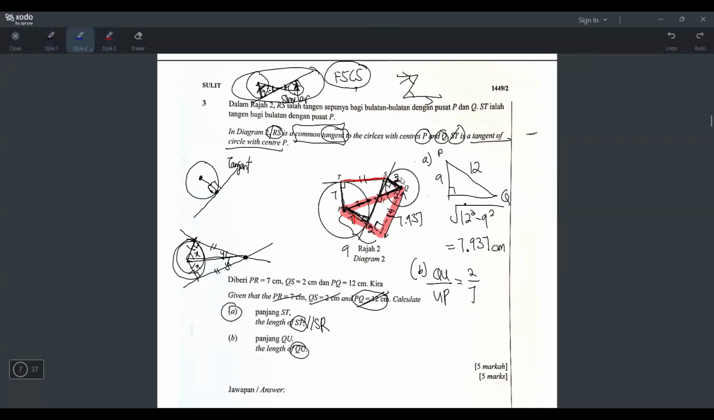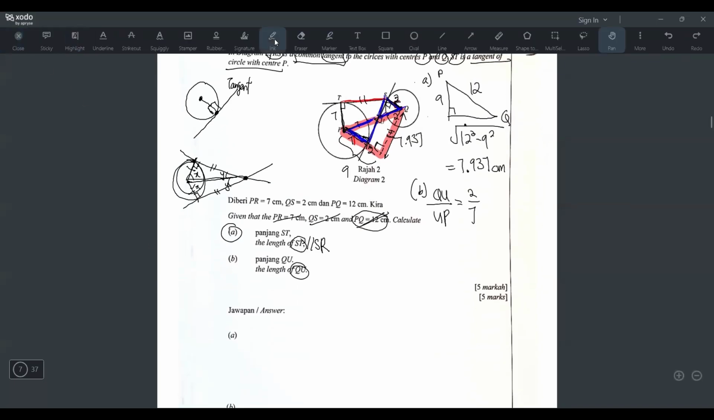So let me repeat one more time. QU's corresponding side is UP, SQ's corresponding side is this one, and this corresponding side is this one, right? When you get the ratio of corresponding sides, it will be equal, okay? Because these two triangles are similar, it's like an enlargement of each other, right? Okay, so now we can try to solve this. And don't forget, we are trying to find QU.